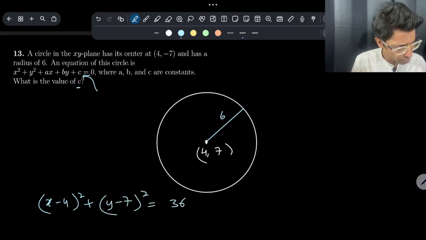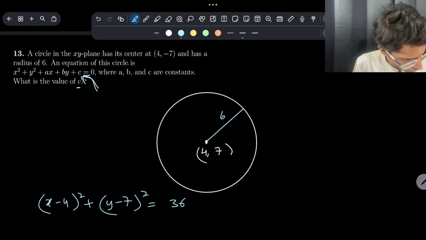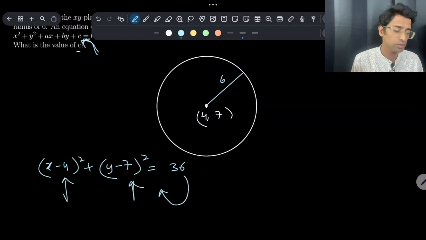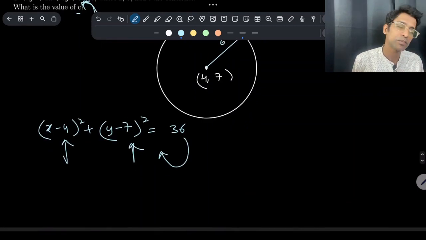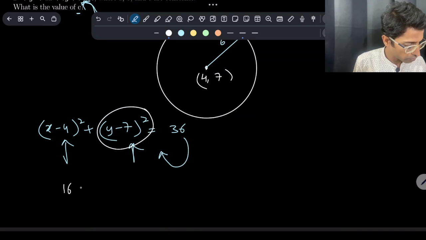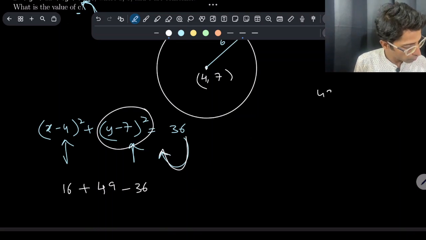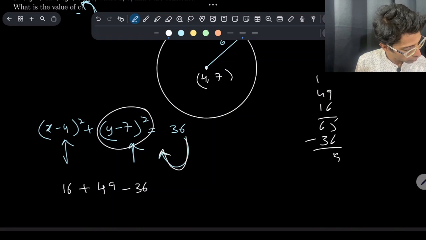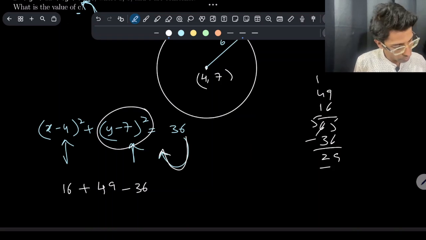So here I'm only interested in finding out the constant term. Rest everything I'm not interested. So how do you find the constant term? Find the constant term from this square and then bring this 36 over this side. You will get the constant term. So if I expand x minus 4 whole square, the constant term I'll be getting is 16. If I expand this particular expression, the constant term I'll be getting is plus 49. If I bring 36 towards this side, I'll be getting minus 36. So 49 plus 16, 9 plus 6, 15, 5, 6, minus 36, 9, 5 minus 3, 29. So that is the answer.